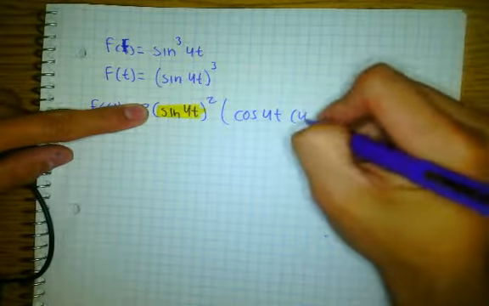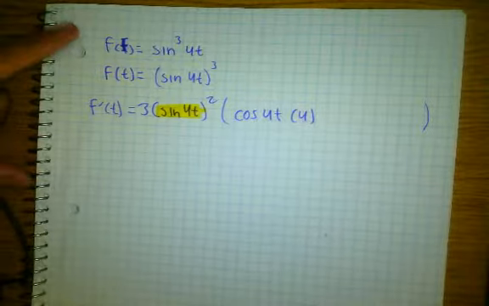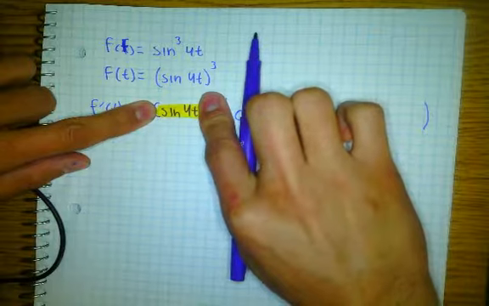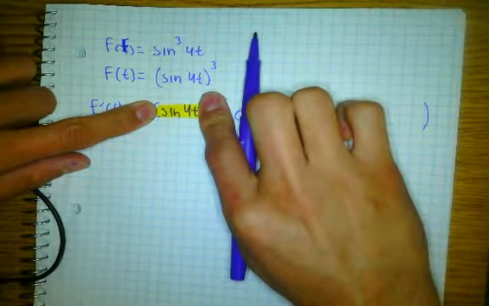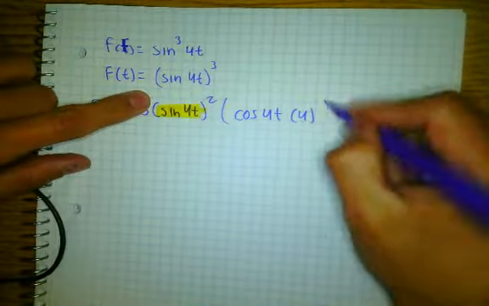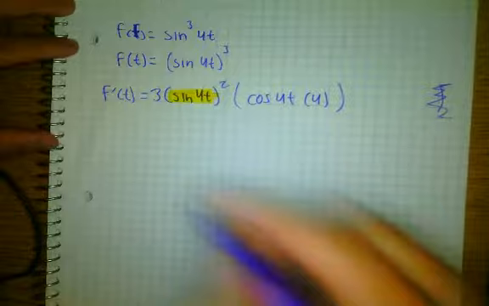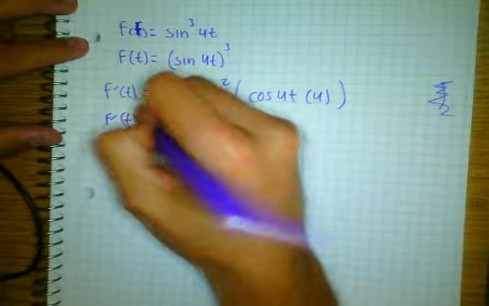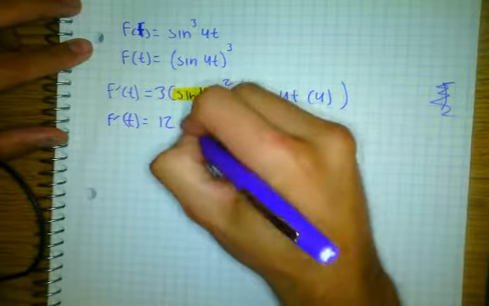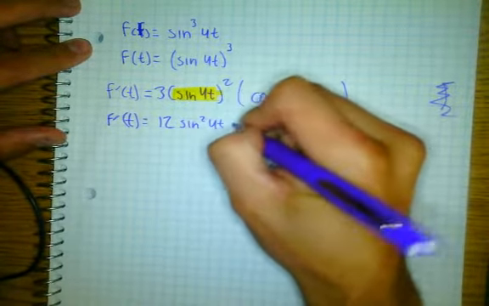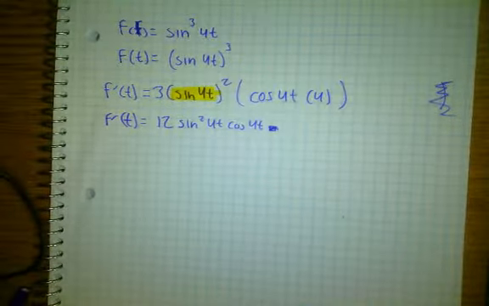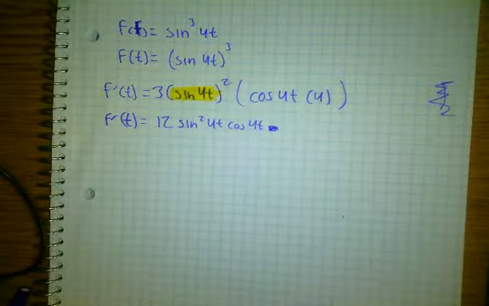Times what? The derivative of, now, it's like I'm only looking at that. The outer function is sine, right? The derivative of sine is cosine, and then now your inner function is 4t. The derivative of 4t is 4. So it ended up being not that terrible. Therefore, if I clean this up, f prime of t is equal to what? 12 sine squared of 4t cosine 4t, and I'll leave it like that. Okay?